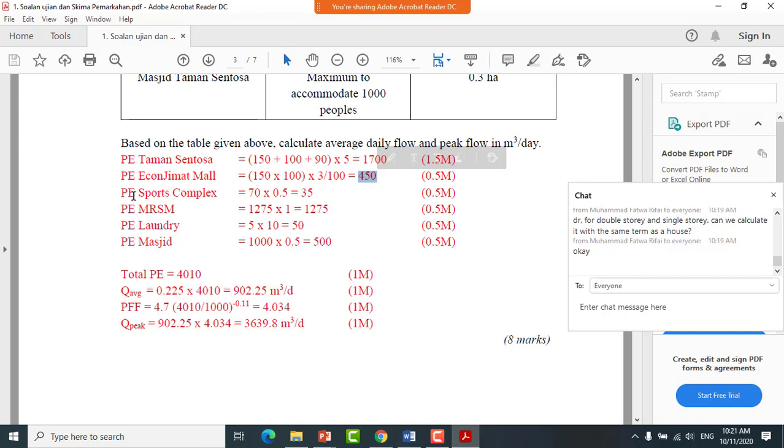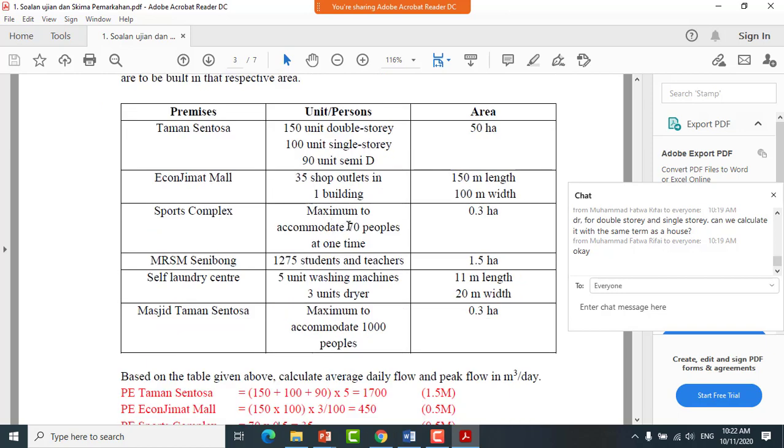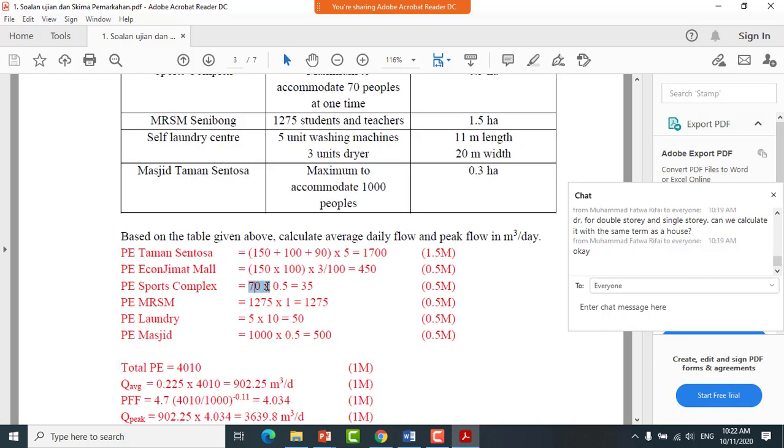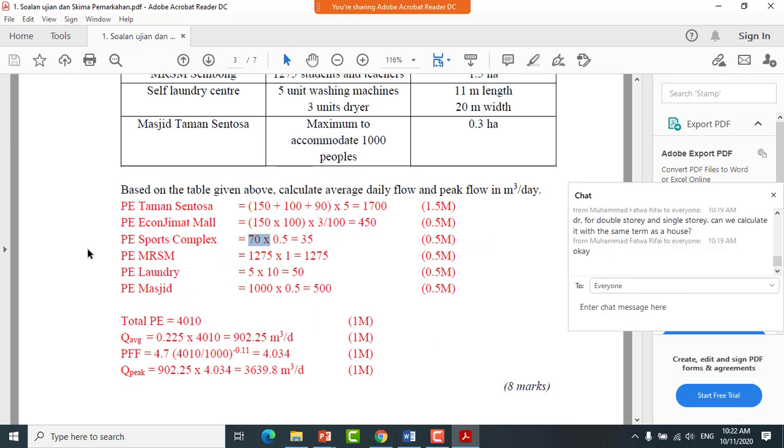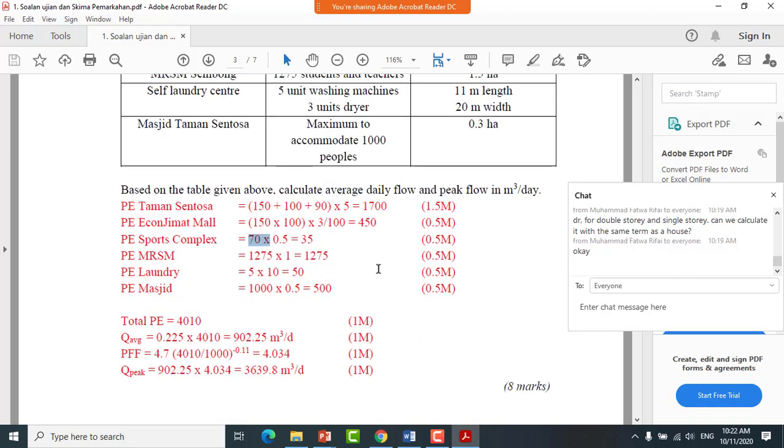All right, the sports complex, 70 times 0.5. You have in the table something for the sports complex, so it will be 0.5 according to what? According to the number of people, not according to the area. So according to the number of people, it will be 70. For the school, it's the number of students times 1. This is times 1 because this is a residential school. So it is 1275.